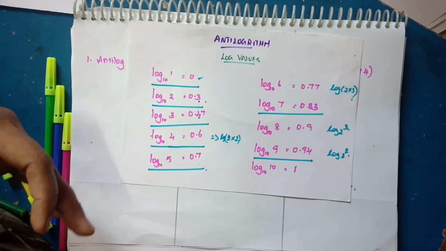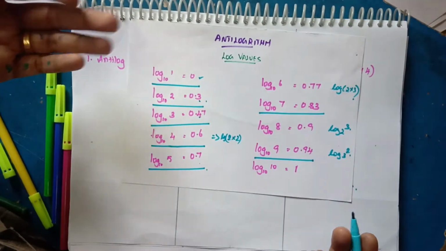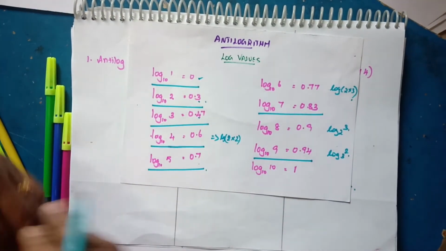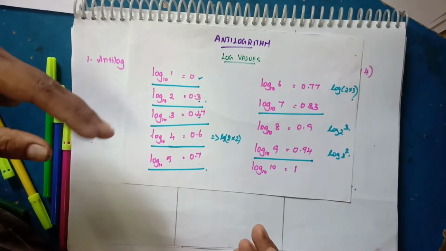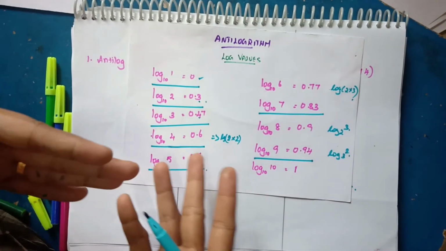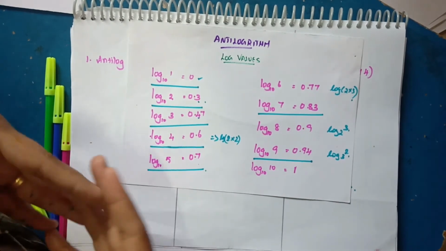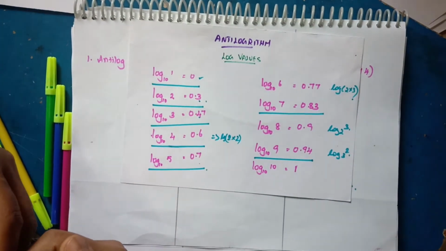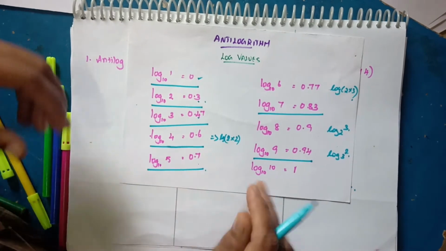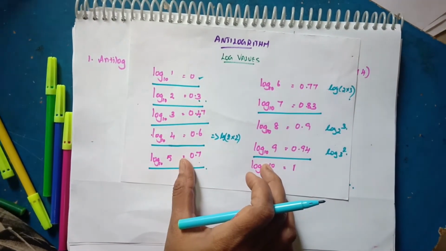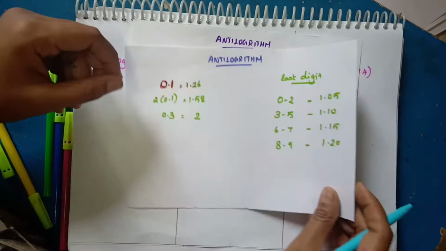See here, if you memorize these 4 values, it will be very easy to calculate the problems. You can solve problems using the logarithm and anti-logarithm, and you can get the marks as it is, without any difficulty. Apart from this, I will give you a few more values to memorize. Those values are also very simple.